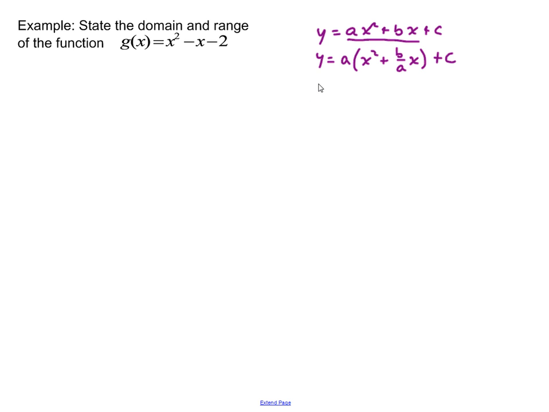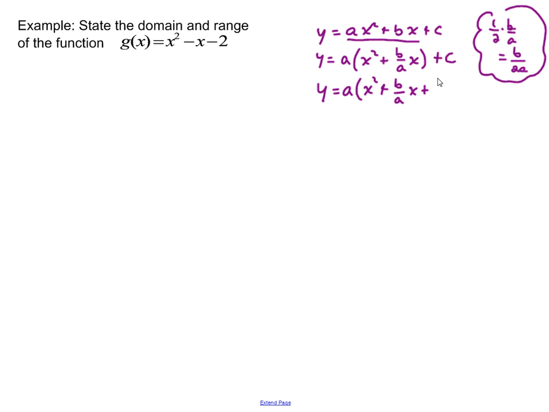And if I did that, y would equal a times x squared plus b over a times x. And then we'd have to add half of this coefficient, b over a, squared. Well, what is half of b over a? One half of b over a is b over 2a. And we would have to square that to complete our square. So b over 2a squared, right? And we would have to subtract that away at the same time.